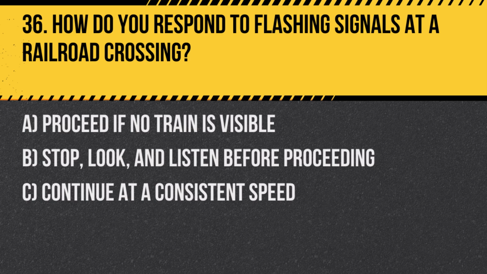Question 36. How do you respond to flashing signals at a railroad crossing? A. Proceed if no train is visible. B. Stop, look, and listen before proceeding. C. Continue at a consistent speed. Answer. B. Stop, look, and listen before proceeding. Always stop at flashing railroad signals, and only proceed when it's safe.